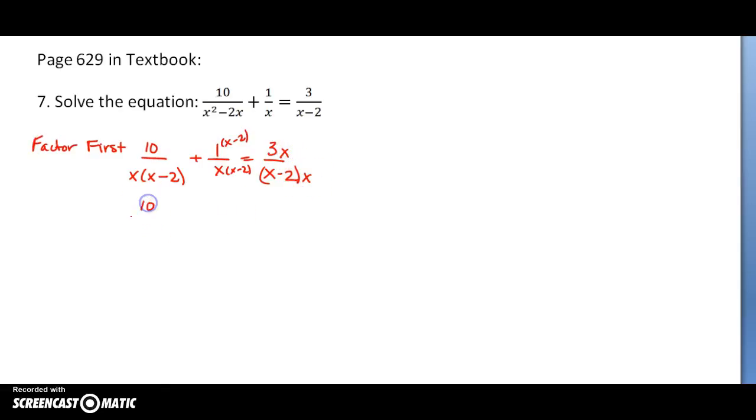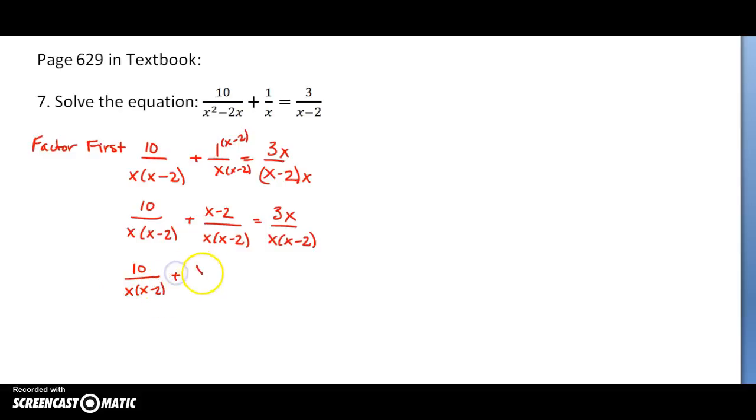So I'm just going to rewrite so it's a little bit less messy, and I have 10 over x times (x minus 2) plus 1 times (x minus 2) over x times (x minus 2) equals 3x over (x minus 2). And again, you can use any of the methods that we saw in our bell work to continue to solve this question. So I'm going to use that first method for this problem, and then we'll use the second method for another problem. Since they all have the same common denominator, I'm actually going to set this equal to 0, and then I'm going to combine all of them together.